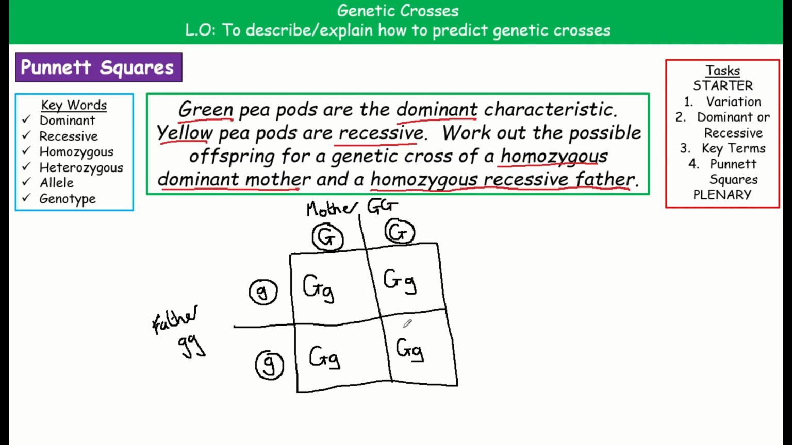What we need to do then is write down what characteristic they would show. Because there's a capital G, that means they are all going to be green. So in each of those squares we write green, and the last thing we do is write down 100% green, and that's it.